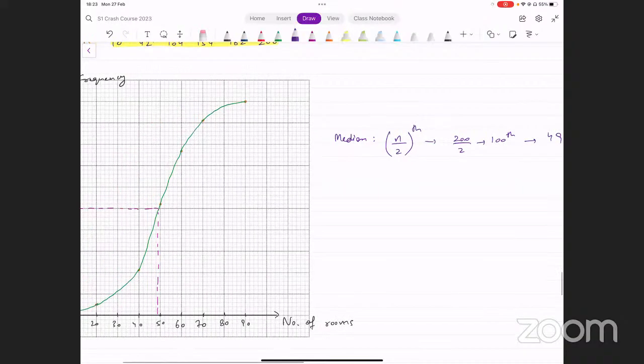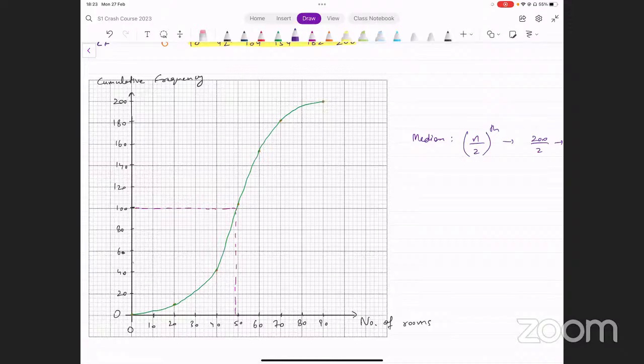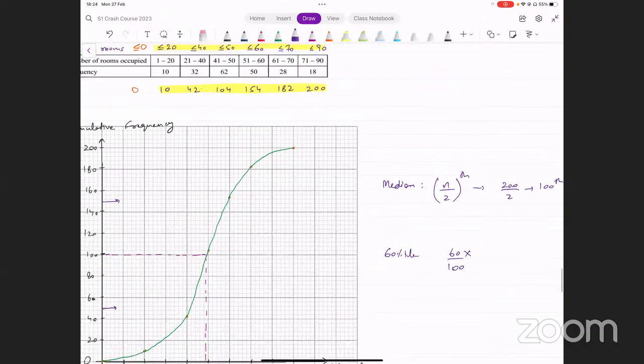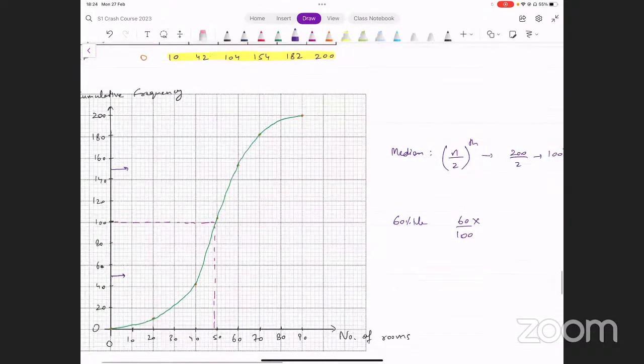Similarly, you could find the lower quartile, which would be the value that you get at 50 here. The upper quartile would be the value that you get at 150 here, 3n over 4, right? So that will be the value at 150, and any other percentile. You might be asked about the 10th percentile, 60th percentile, whatever that is. If it's the 60th percentile, for instance, all you have to do is 60 over 100 multiplied by whatever the total number of values is. That's 200 in this case.